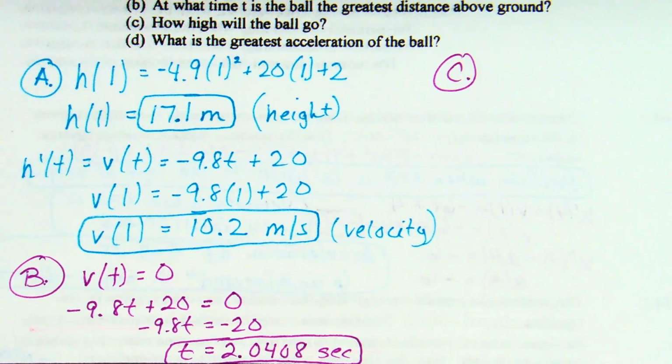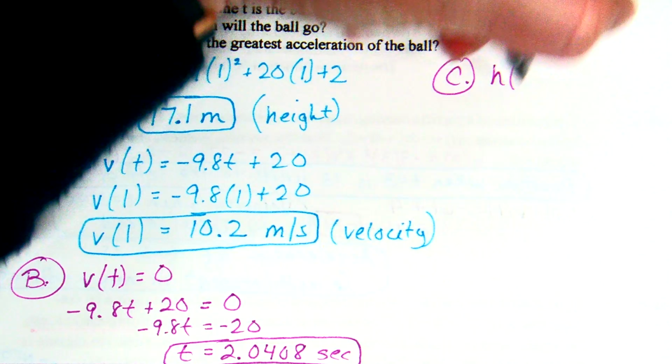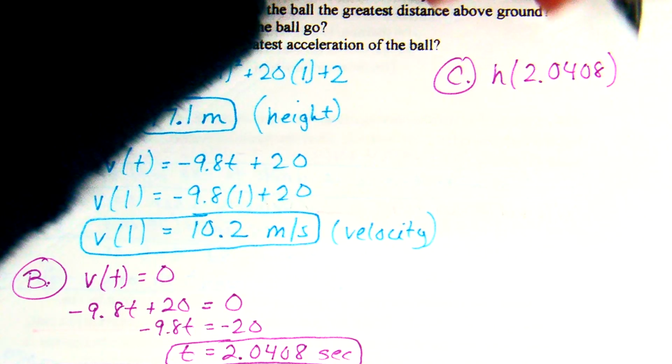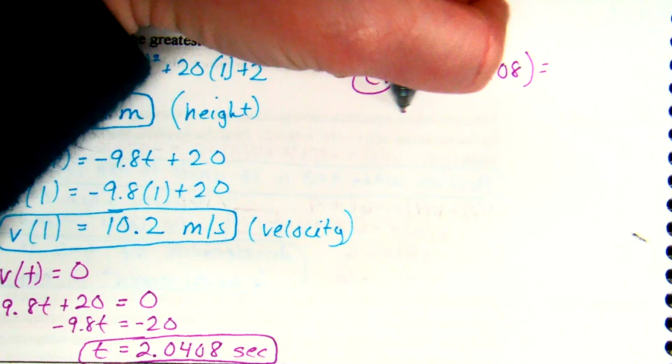How high will the ball go? Well, what did we just find? The time at which it's the greatest distance above the ground. So what do we want to know now? The height at that time. So what do I do? Plug it in. Take the time we just found and plug it into our original height equation. So we're going to be finding the height at 2.0408. So it's going to be a calculator.